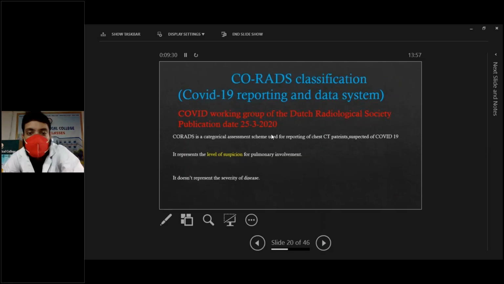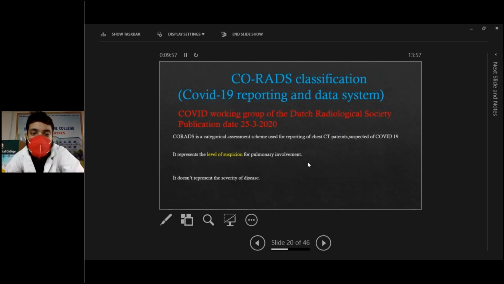So there is a classification which has emerged from Netherlands, which is given by the Dutch Group of Radiological Society, and the full form is COVID-19 Reporting and Data System. So what is this? This CO-RADS classification is just like our BI-RADS, TI-RADS, and LI-RADS, what we use for other organ systems, and it doesn't tell about the severity of the disease. It only tells about the level of suspicion for pulmonary involvement.